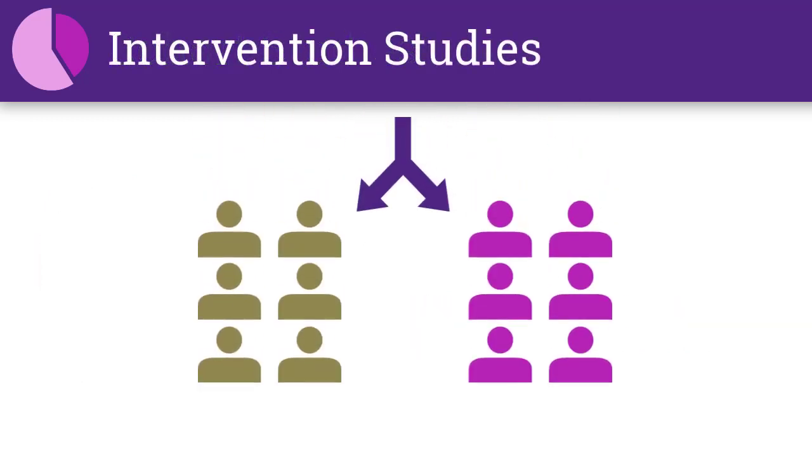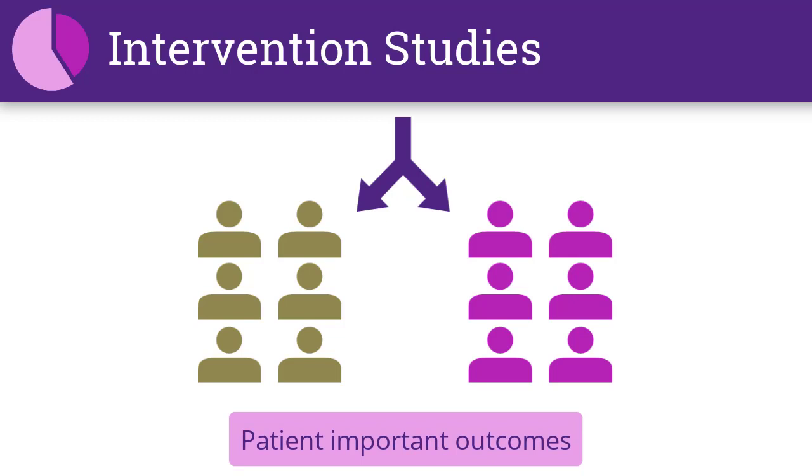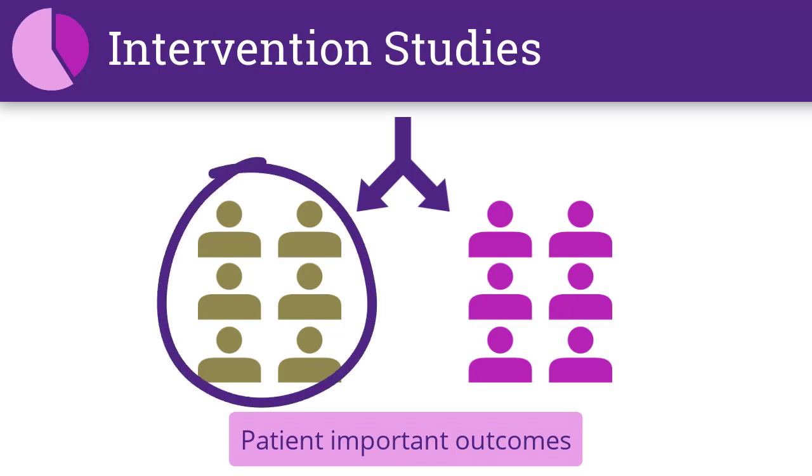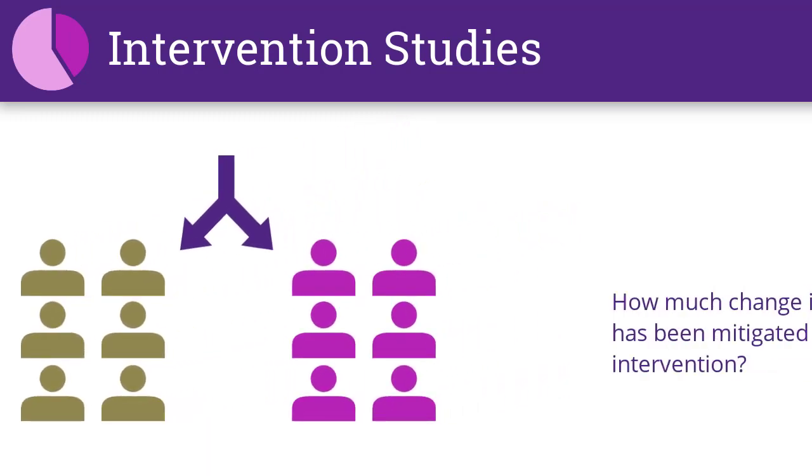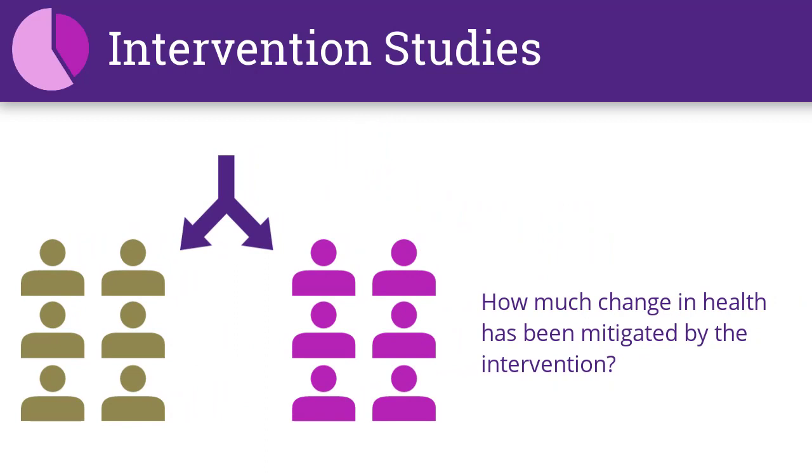Intervention studies look at determining the effect of interventions on patient-important outcomes by taking a sample and intervening in some way with some participants and not others. We can then compare intervention and control groups and answer questions regarding how much change in health or incidence of disease has been mitigated by the intervention.